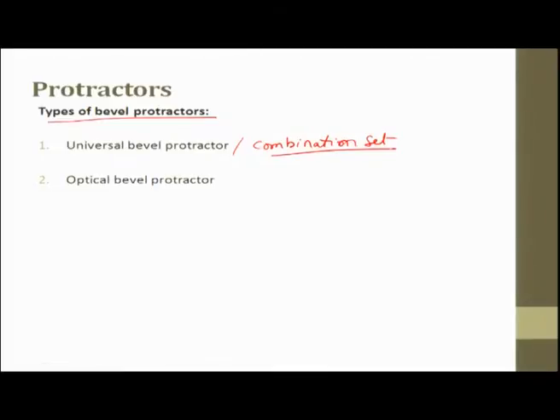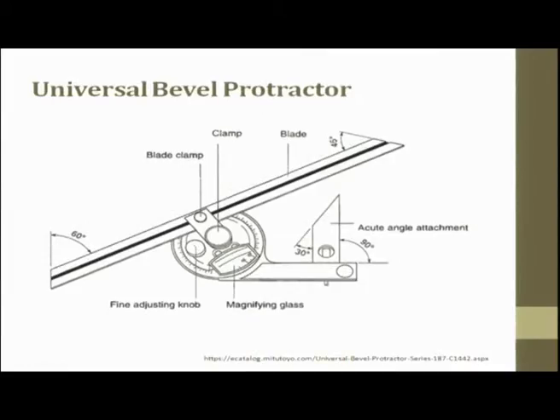Okay. The combination set is different and this is different. So, these two are different, please do not get confused. Universal bevel protractor, this is how it looks like. So, you will have a blade, okay. This blade will have a slot, okay.